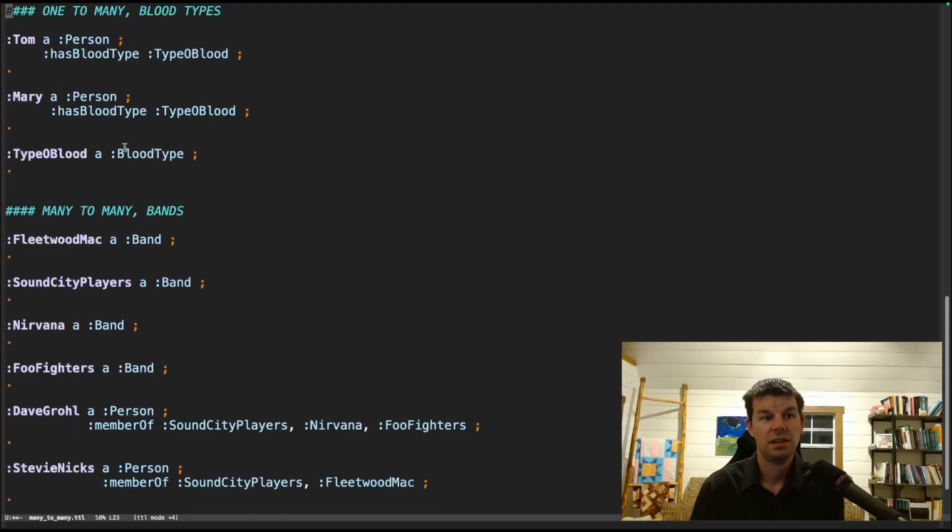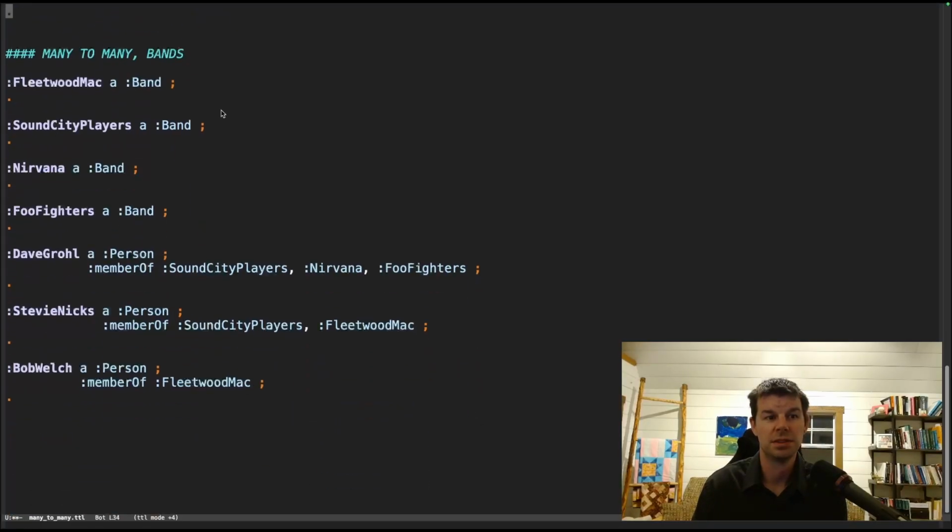One-to-many is more complicated logically, right? Because a single thing has a relationship to many things, and those only have that relationship back to that first thing. But in terms of representing it in OWL RDF, it's not any more complicated than the one-to-one case. So here we have Tom, we have Mary, we have our type O blood as a blood type, and we just connect Tom and Mary both to that type of blood. That's all there is to it.